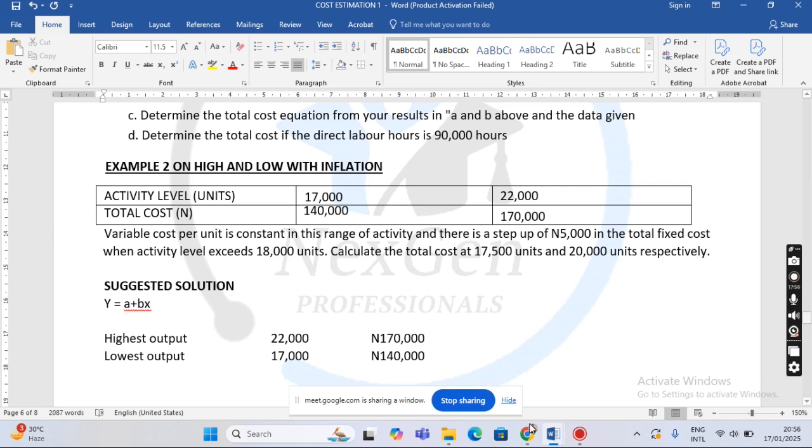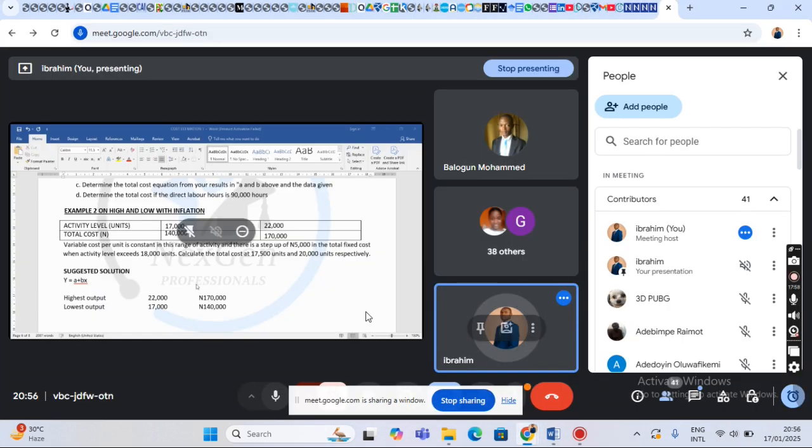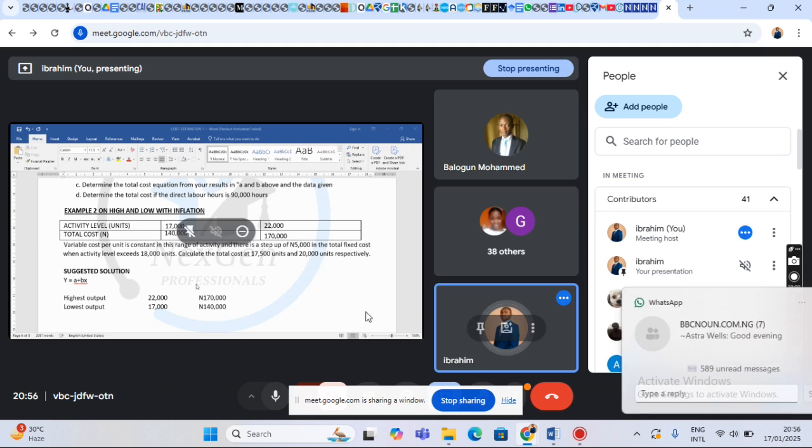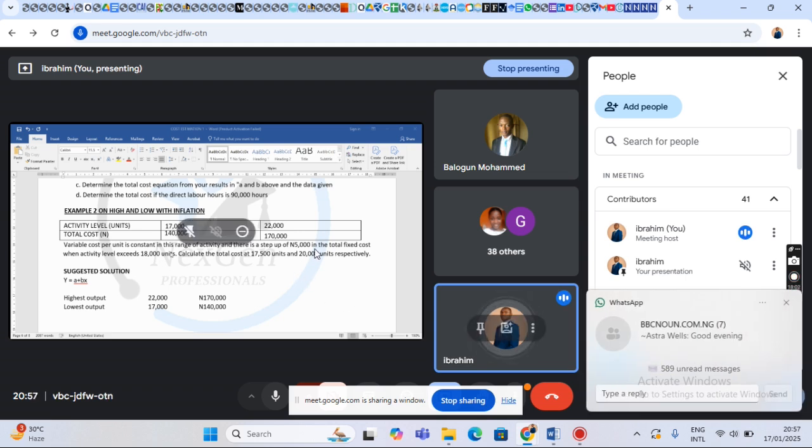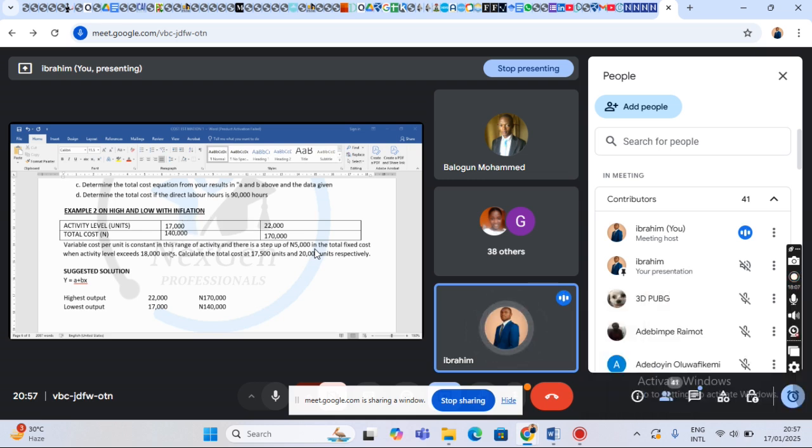Now don't forget that we were told that for you to calculate your variable cost per unit, your 5,000 naira must reflect in your variable cost. Some students will just calculate their variable cost per unit, then calculate their fixed cost, and add the 5,000 naira. It is very wrong, because your variable cost does not include the inflation figure, right?